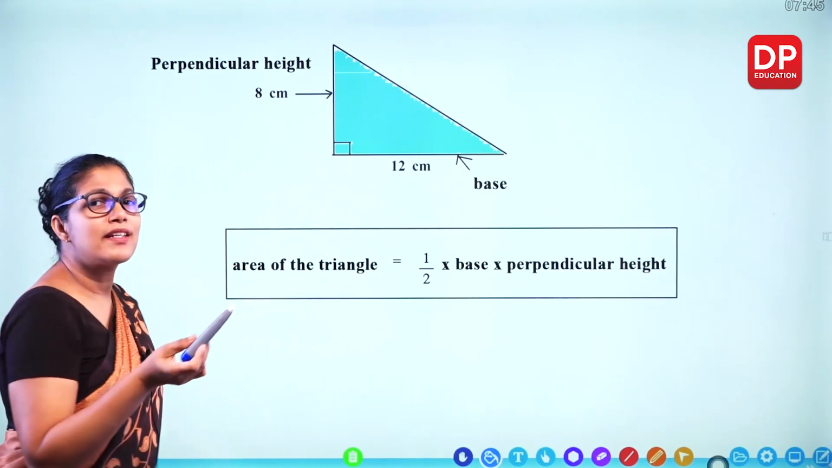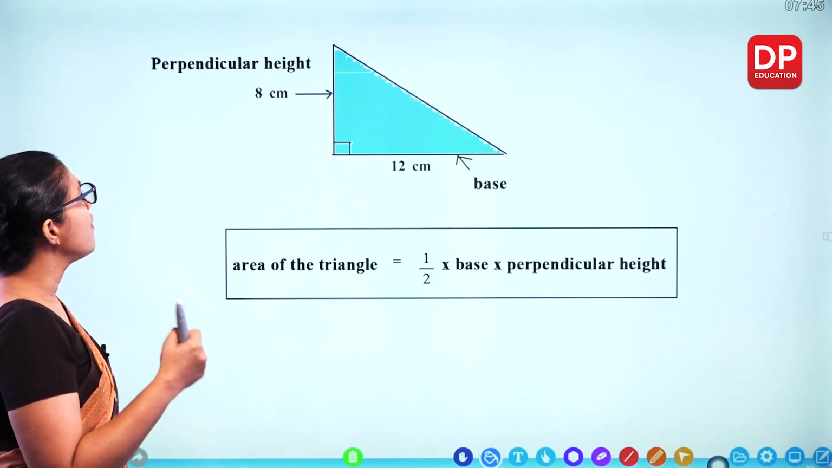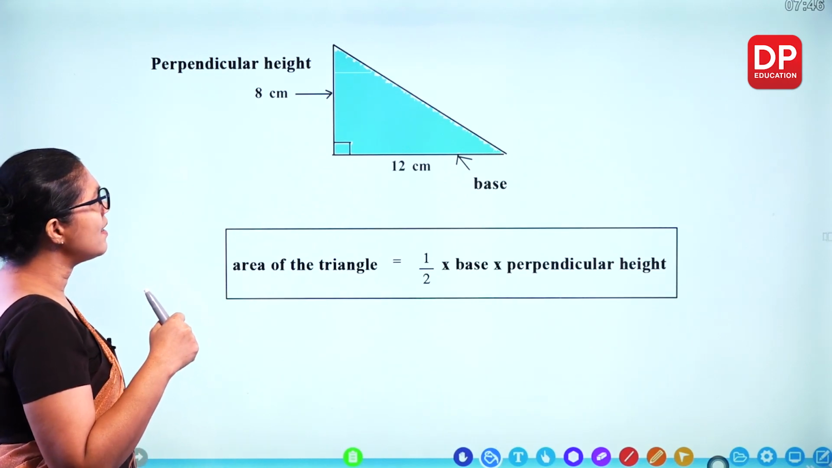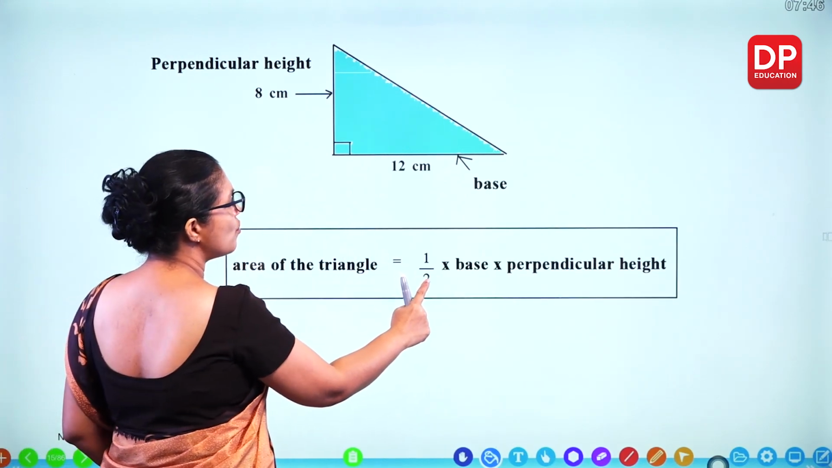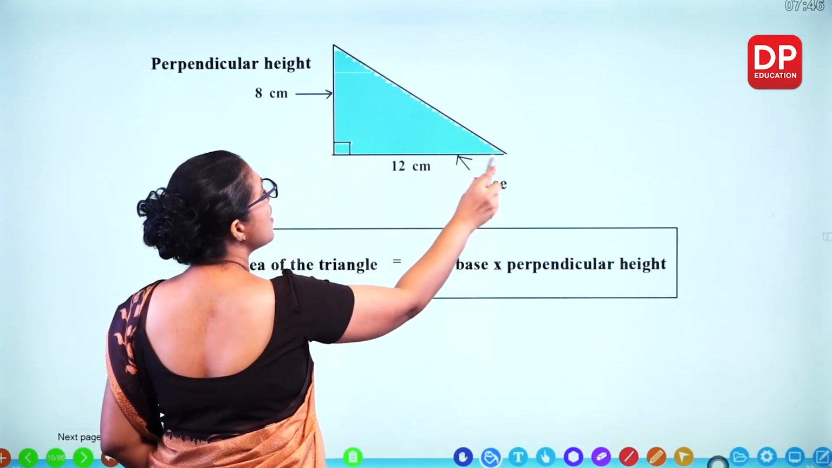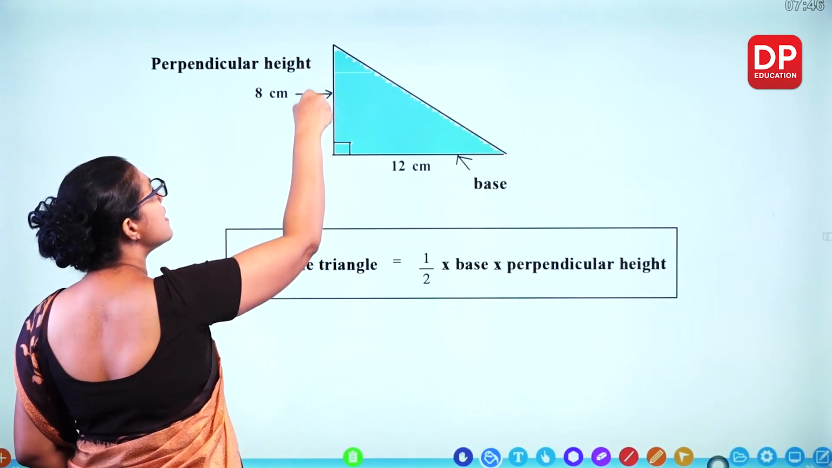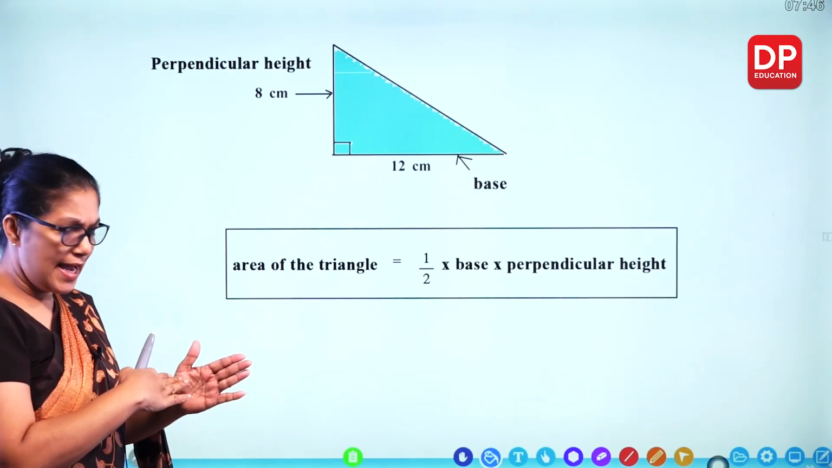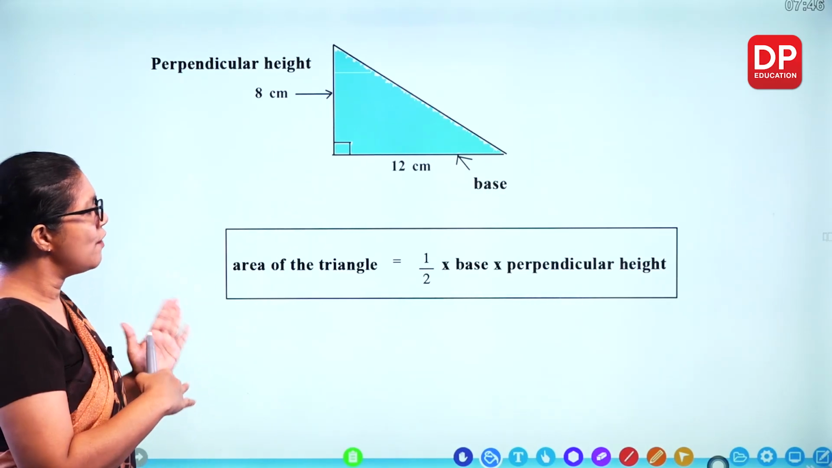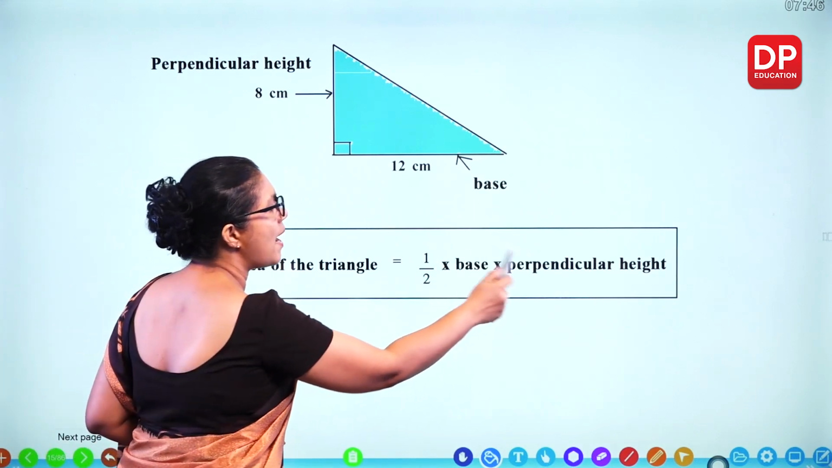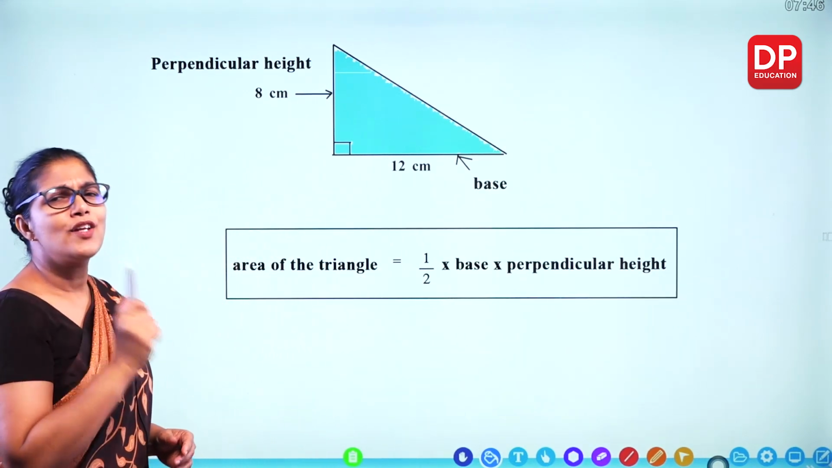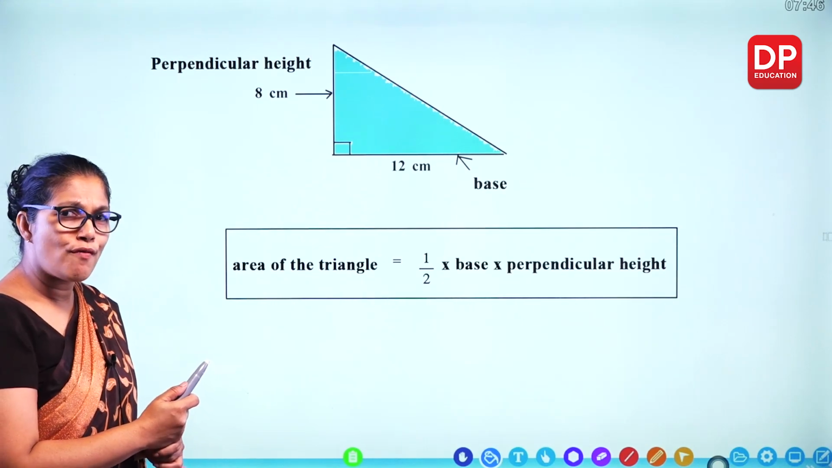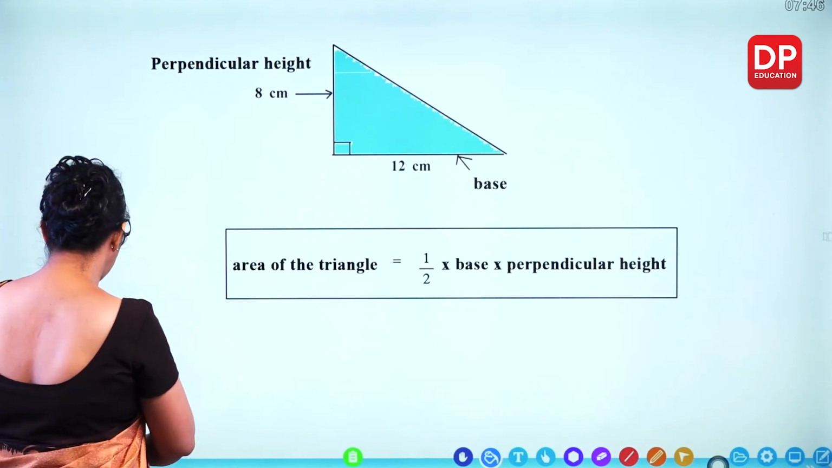So we can create a formula for the area of a right angle triangle. What is the area of a right angle triangle? Half into base into perpendicular height. We can call this one the base, and this is the perpendicular height. You need a base and a perpendicular height. If you know those two, you can multiply and divide by 2. Now we'll use that formula to find the area of a right angle triangle.